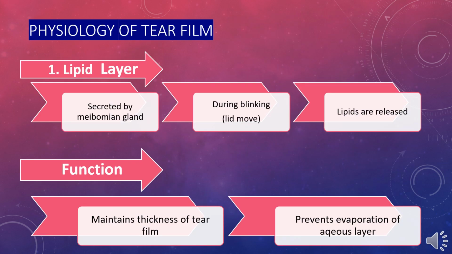The tear film actually has three layers. The first one is the lipid layer secreted by the meibomian glands. Lipids are released by lid movement during blinking. It functions to prevent evaporation of the aqueous layer and maintains the thickness of the tear film. If it becomes defective, it will lead to evaporative dry eye.